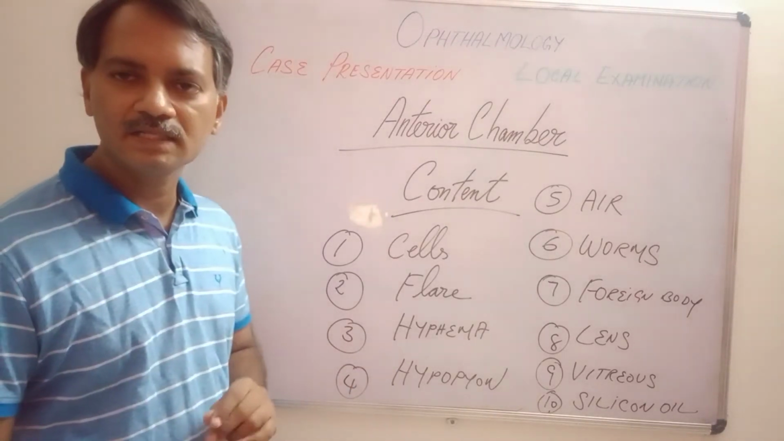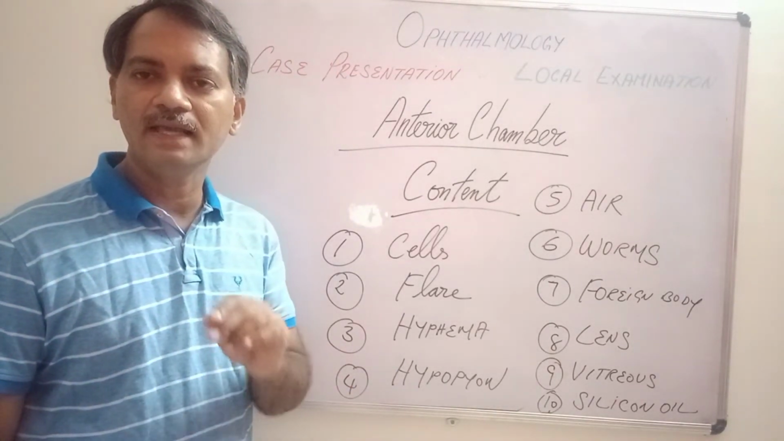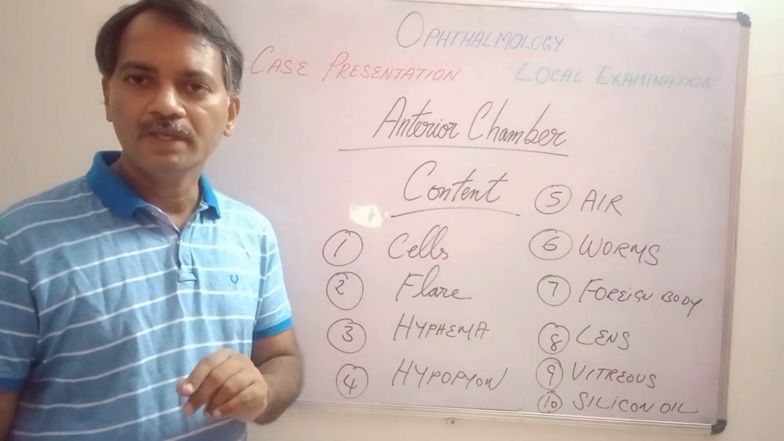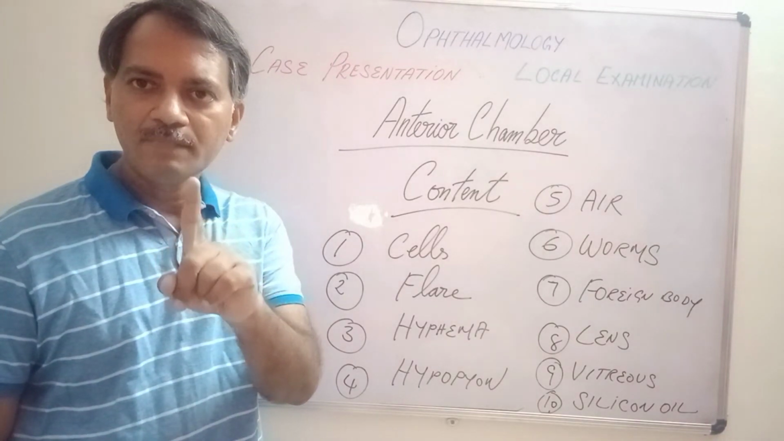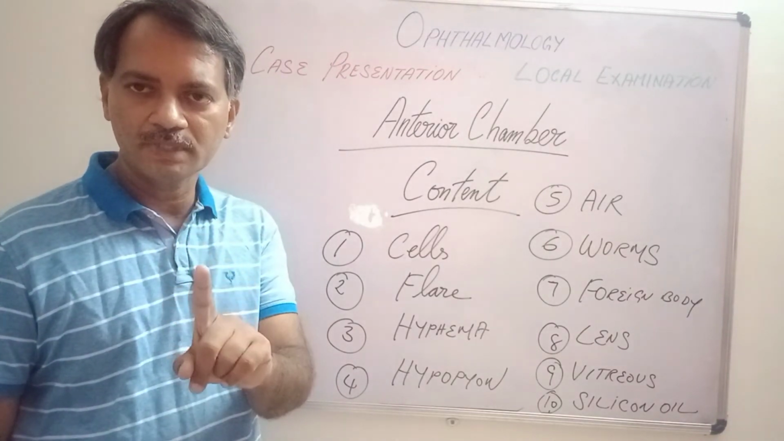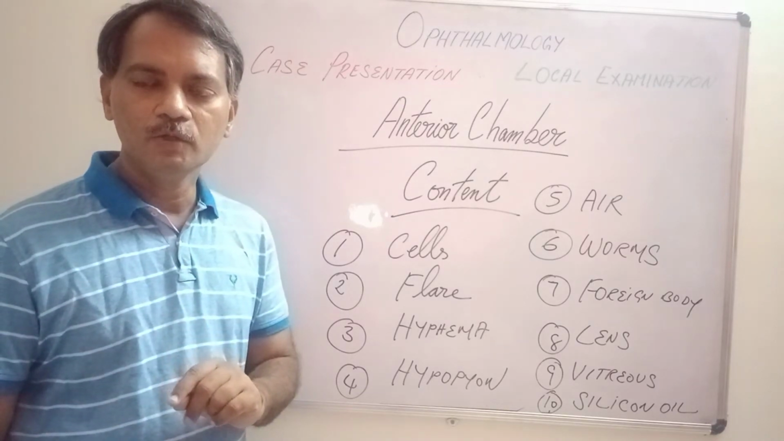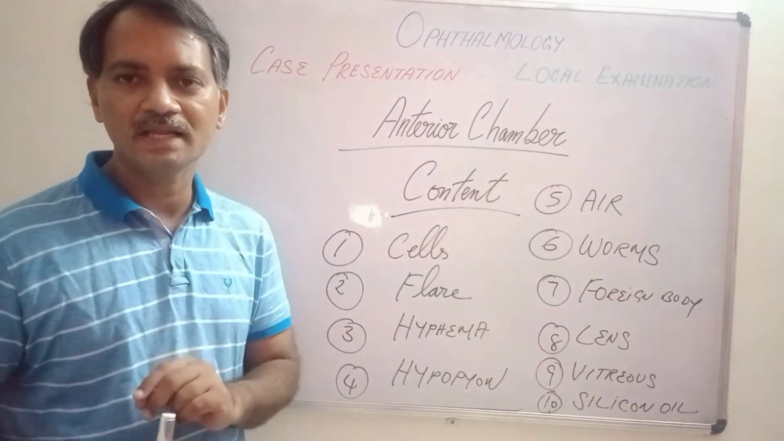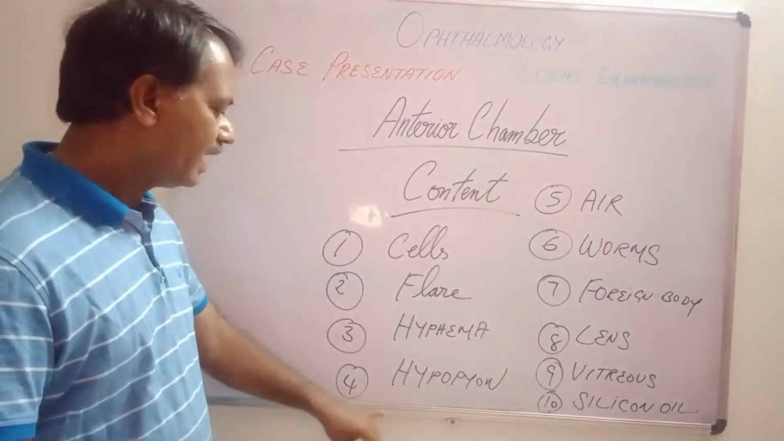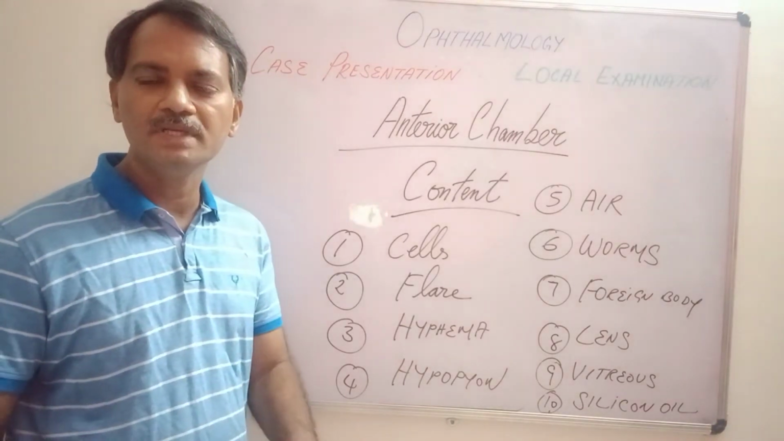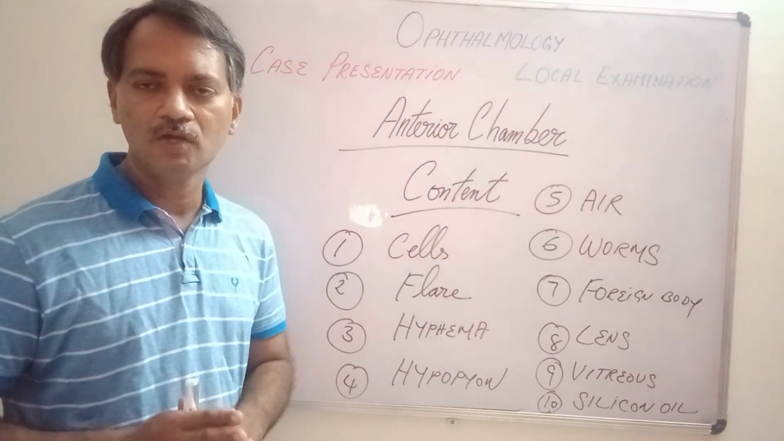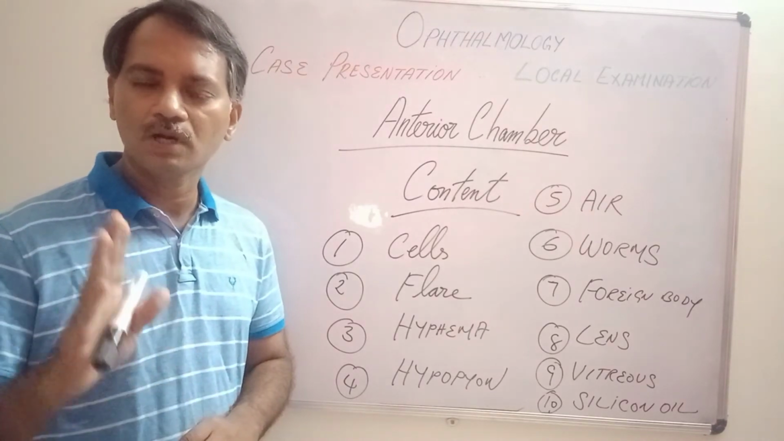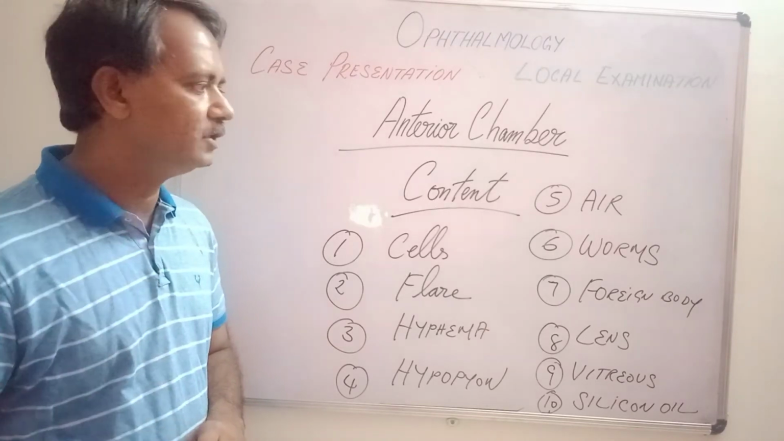Hyphema. Hyphema is nothing but collection of blood in the anterior chamber. They say that even one red blood cell in the aqueous humor is said to be a hyphema. You need not see blood in the anterior chamber. One RBC is enough to say it is hyphema. Hypopyon, presence of WBCs or pus cells in the anterior chamber. Already in the cornea we have seen what is hypopyon. What are the types of hypopyon? Just see the previous video.